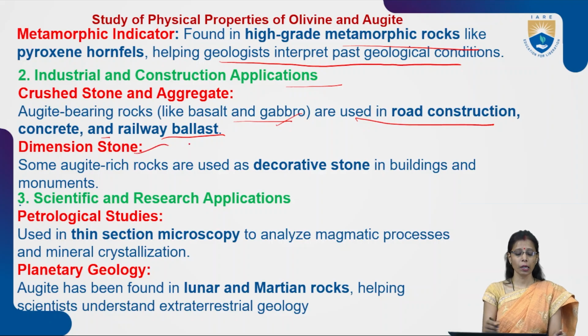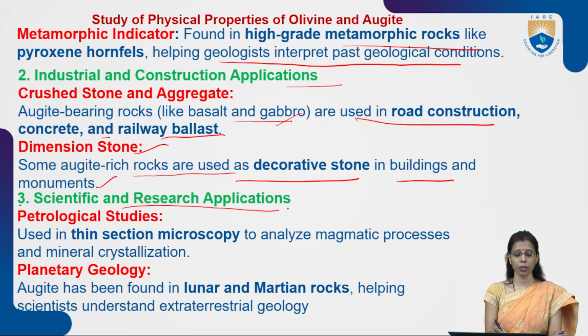Now if you talk about dimension stones, some augite rich rocks are used as decorative stone. The rocks which contain augite, like basalt and gabbro, are used as decorative stone in buildings. You can decorate monuments or do some kind of decoration with the rocks which contain augite.